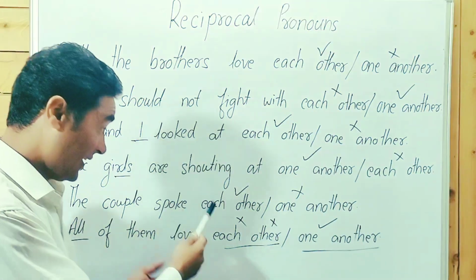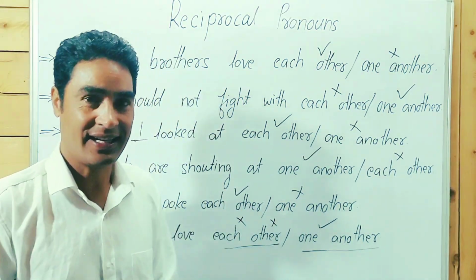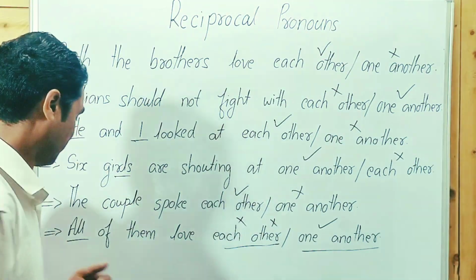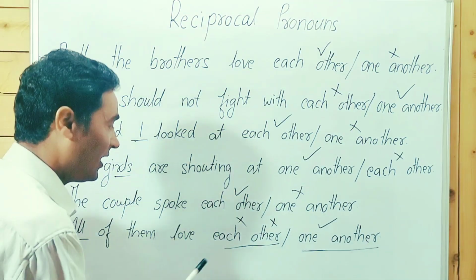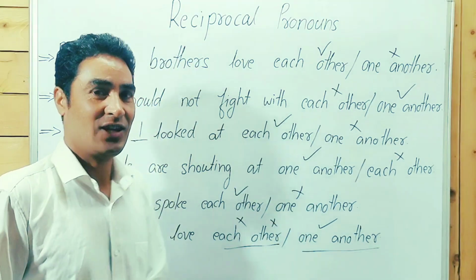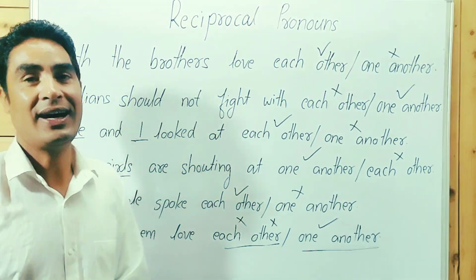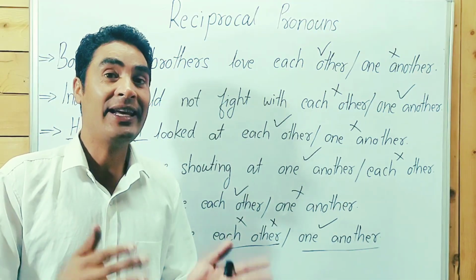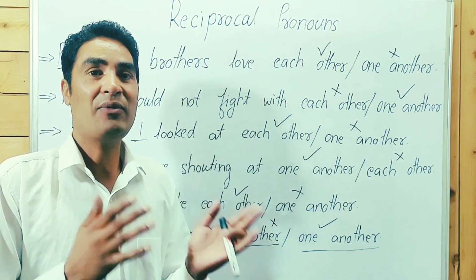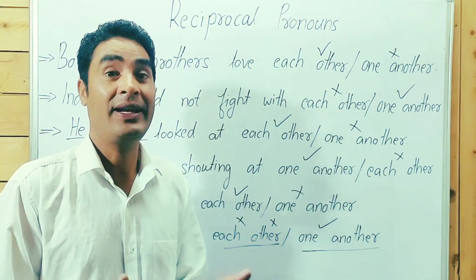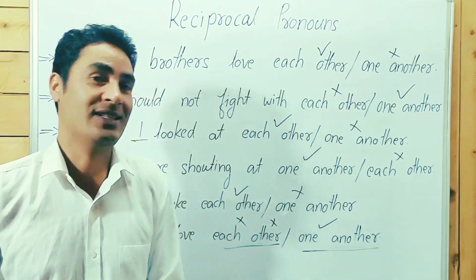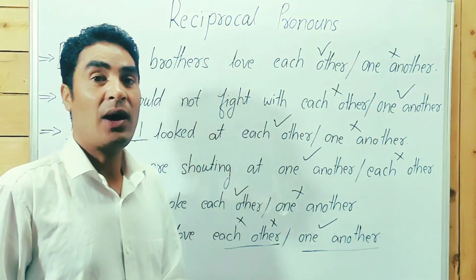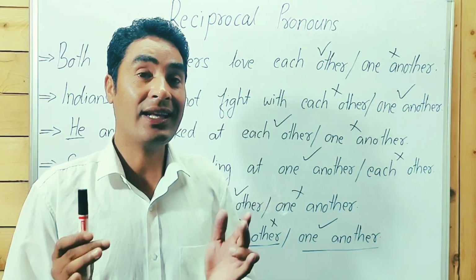The couple spoke each other. A couple consists of 2 people. All of them love each other and one another. All of them love one another. We are talking about all, which stands for many out of many, more than 3: 5 out of 5, 10 out of 10, 50 out of 50, 100 out of 100. I hope you understood. In the next slide we will learn about the use of each other and one another.